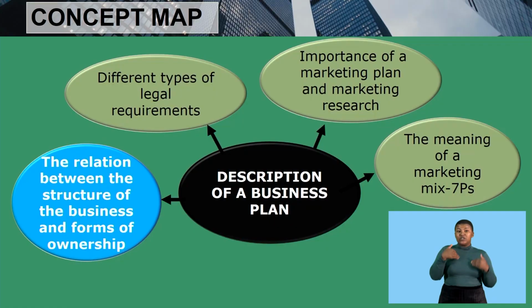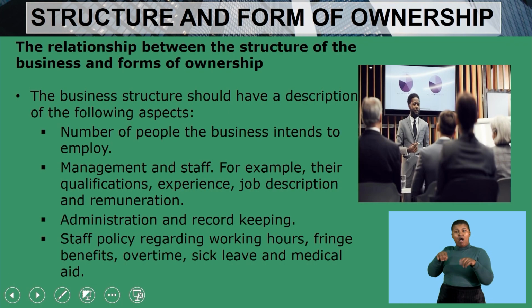We will continue with our business studies topic under the heading description of a business plan. We're starting with the relation between the structure of the business and the forms of ownership. So what's the relation between the two? It says here, the relationship between the structure of the business and the forms of ownership. The business structure should have a description of the following aspects.